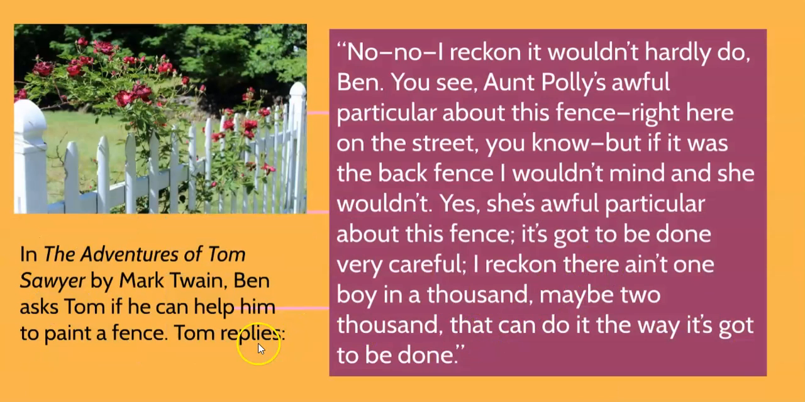In The Adventures of Tom Sawyer by Mark Twain, Ben asks Tom if he can help him to paint a fence. Tom replies, "No, I reckon it wouldn't hardly do, Ben. You see, Aunt Polly's awful particular about this fence, right here on the street, you know. But if it was the back fence, I wouldn't mind, and she wouldn't. Yes, she's awful particular about this fence. It's got to be done very careful. I reckon there ain't one boy in 1,000, maybe 2,000, that can do it the way it's got to be done."